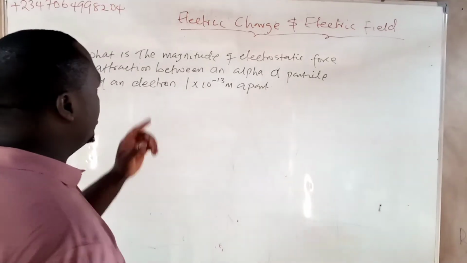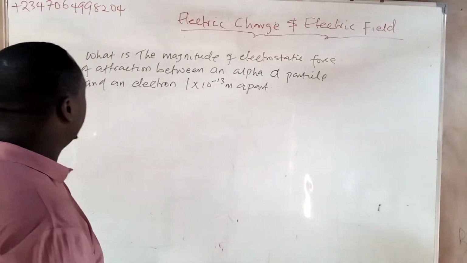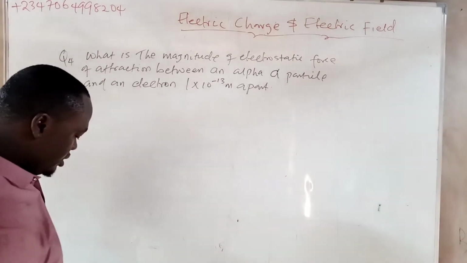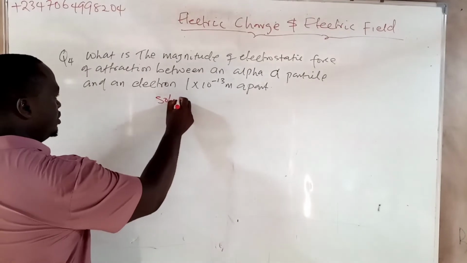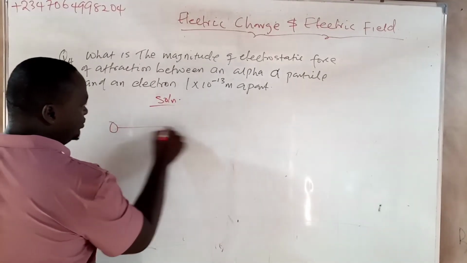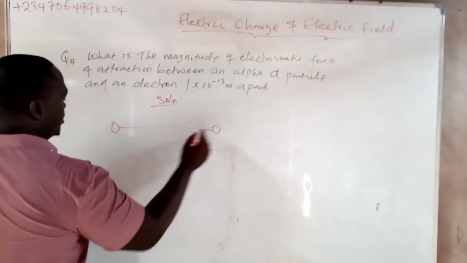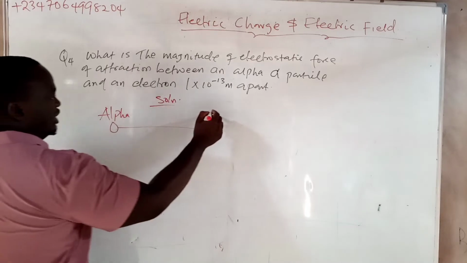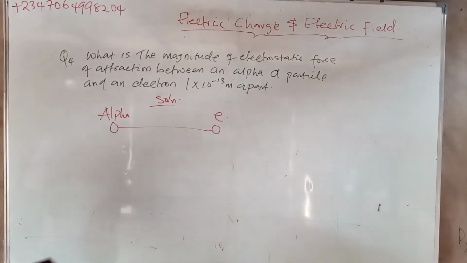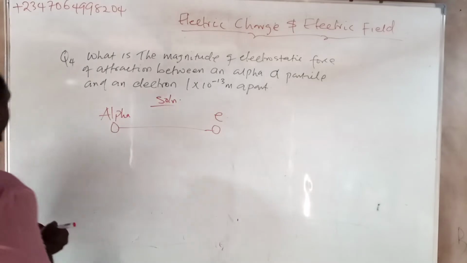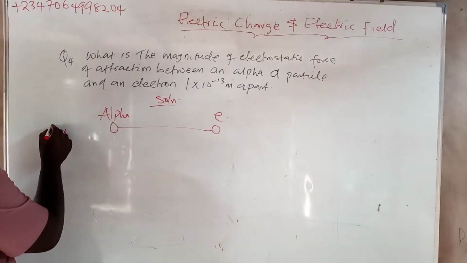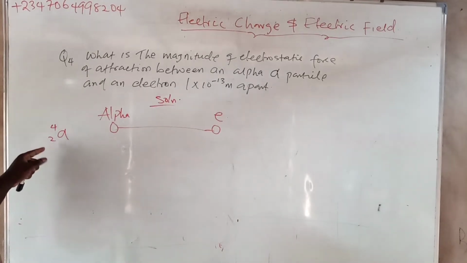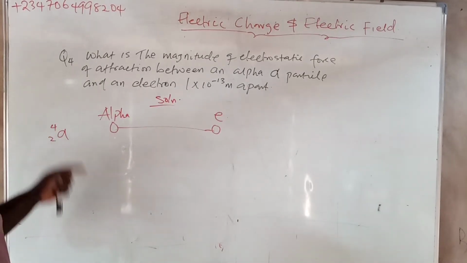What is the magnitude of the electrostatic force of attraction between an alpha particle and an electron? Now, if I draw a line here, this is my alpha particle, and this is my electron, e. Remember that an alpha particle has this symbol, 4 and 2. An alpha particle has an atomic number of 2 and the mass number is 4.